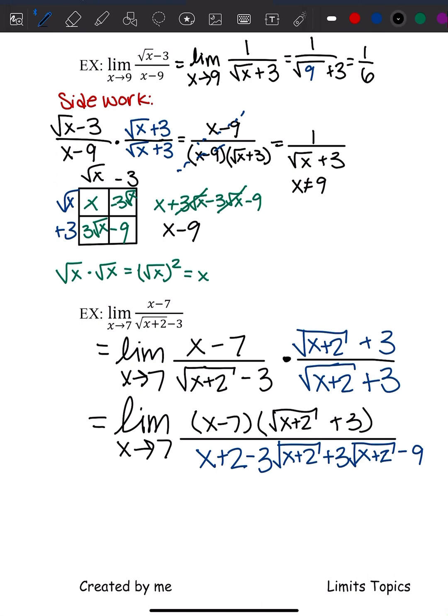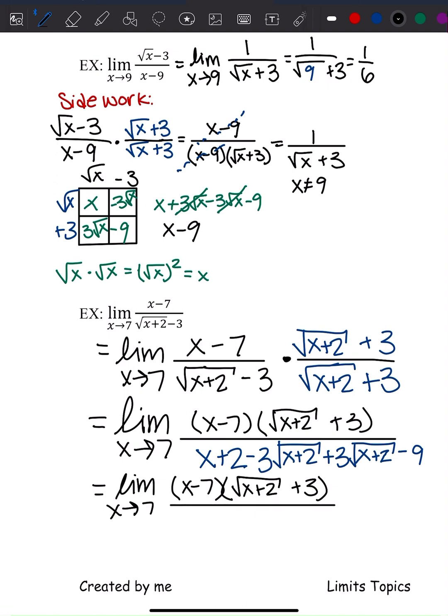Okay, so now what we're going to do is simplify what we can. So I have my limit as x approaches 7 of x minus 7 times the square root of x plus 2 plus 3. Okay, so we have x plus 2. Our square roots in the middle are going to go away, so I'm going to go ahead and cross those out. We have x plus 2 minus 9. So x for sure is going to be here. If we have a positive 2 and then we subtract 9, that's going to give us a minus 7. We have an x minus 7 on top and x minus 7 on bottom. So I can go ahead and now divide those out.